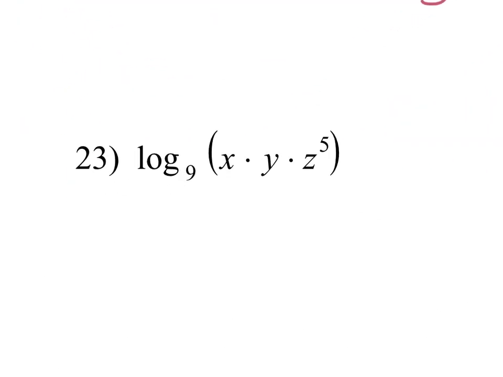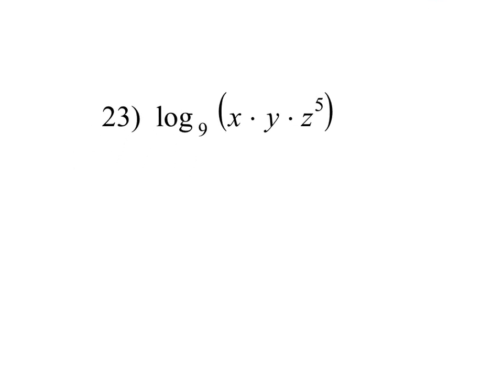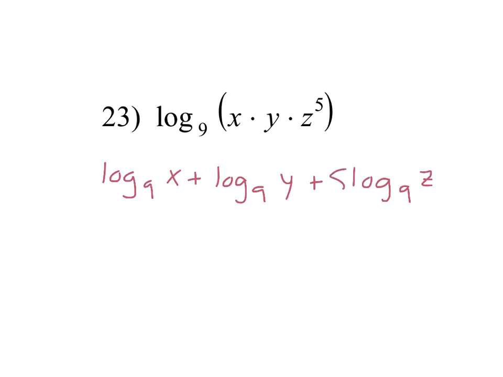All right, 23. So in our parentheses, we're multiplying everything together, so to break it up, we need to add them. So we have log base 9 of x plus log base 9 of y plus log base 9 of z to the 5th power. Now we're going to bring this 5 to the front, so 5 log base 9 of z. Any questions here?